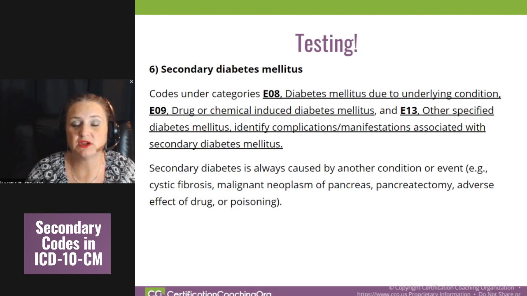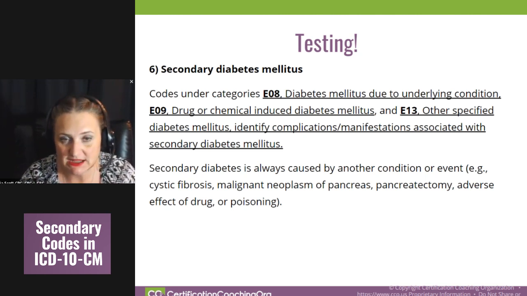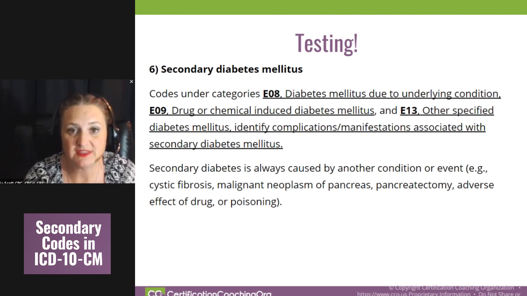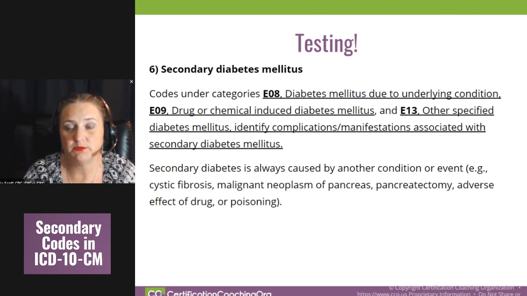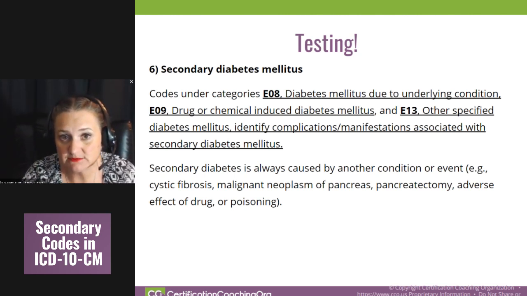Now, drug or chemical means they took a drug or some type of chemical that tripped the body into going haywire, and then it induced diabetes. E08 would be a pancreatic tumor that turns the patient into a diabetic.